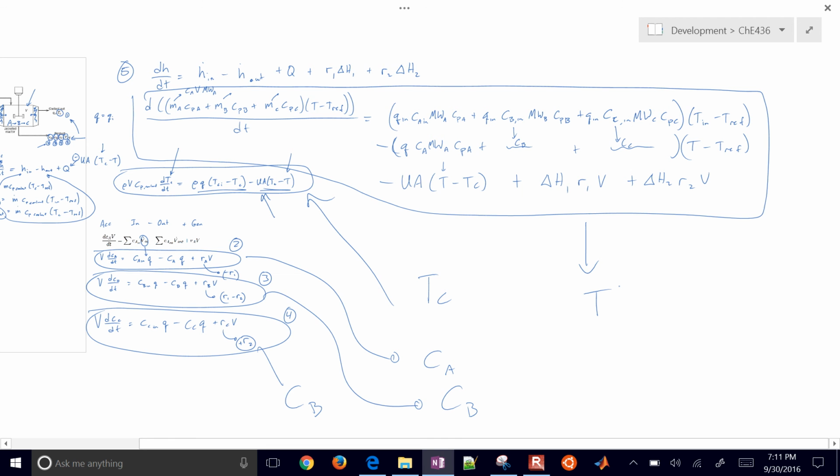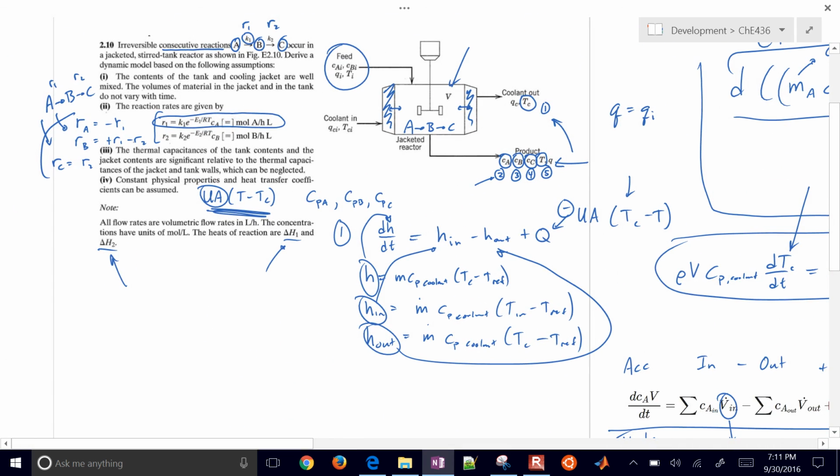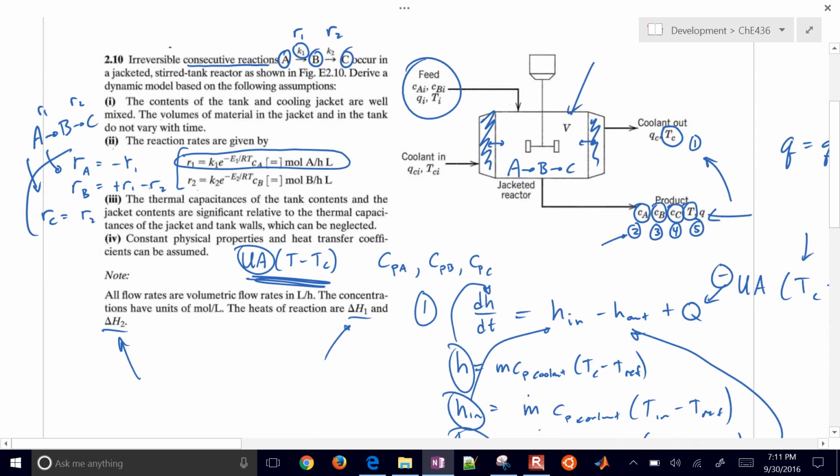Now these are all linked, so we would have to solve all 5 of these variables simultaneously. And that's where you'd use a numerical solution approach like an ODE integrator in a package like Python or MATLAB. So that's this problem. We're not going to solve it per se, but just wanted to give you some experience with setting up these balance equations.